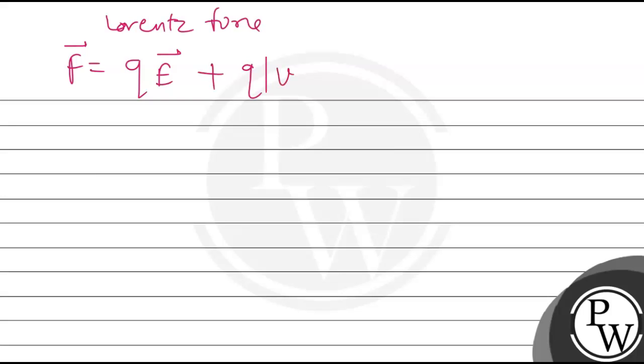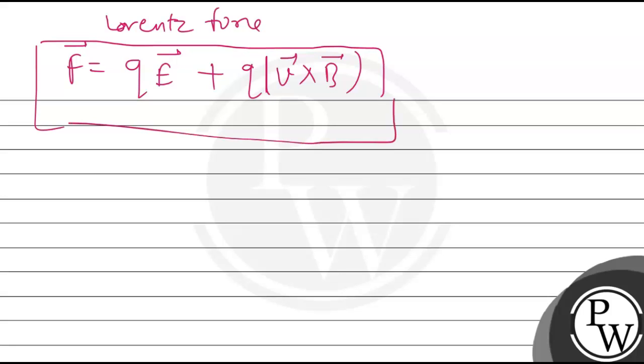The force acting on a particle can be written by the Lorentz force. It is equal to qE plus q times velocity vector cross magnetic field vector. This is the net force acting on a charged particle when it moves in a crossed electric and magnetic field. Now let us see the question.